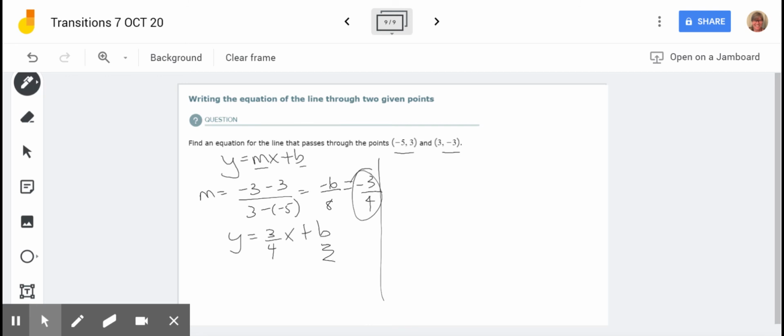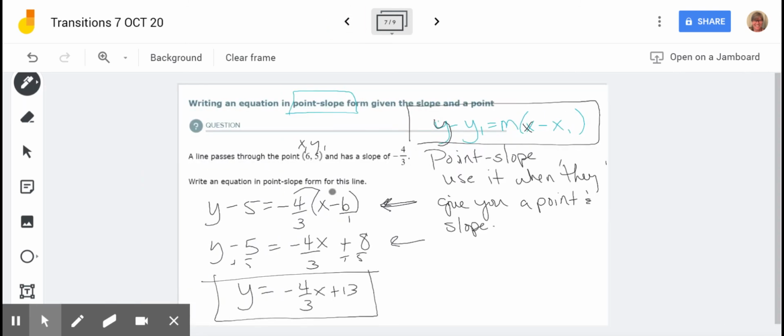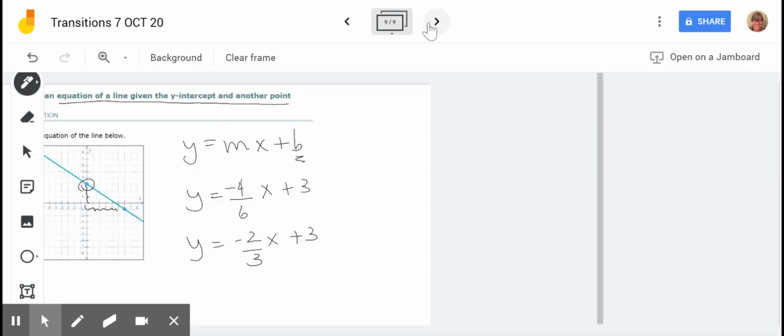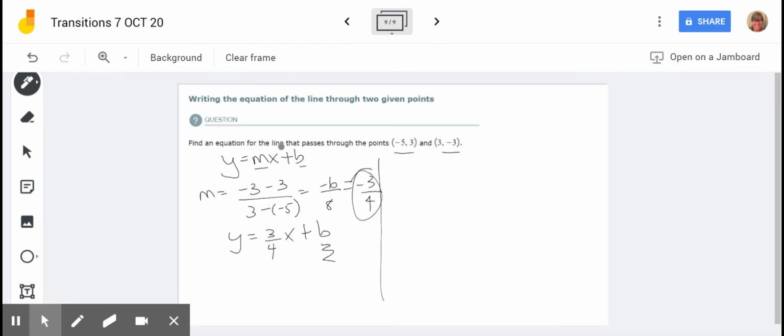Okay, this is the same as this problem right here. All you do is plug in a point. You get to choose a point. I'm going to pick 3, -3. The tricky part is making sure that you don't plug in the wrong x for the y. So -3 equals 3/4 times 3 plus b. This is -3 equals 9/4 plus b.